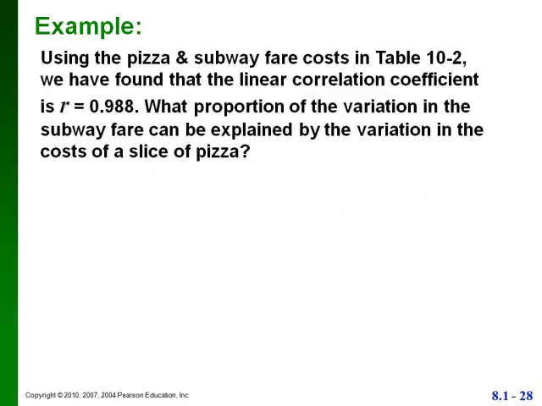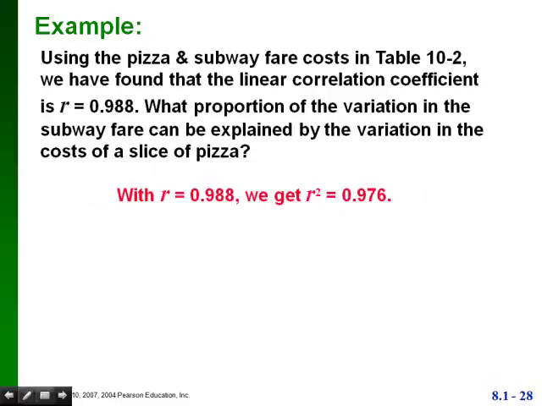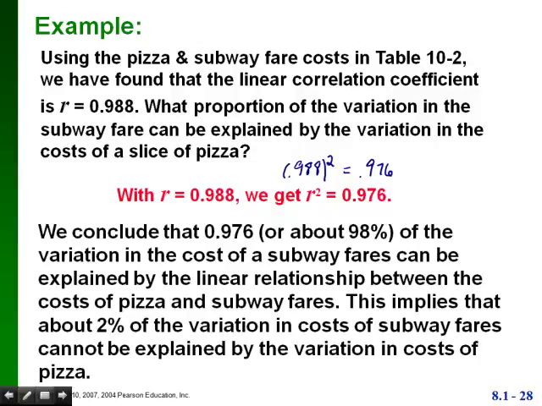But if we didn't have that information for some reason, to get that we would take our r value and just square it. So we take our 0.988 and square it, and that would give us 0.976. So that's our r squared. And what that tells us is that 0.976, which is approximately 98% of the variation in the cost of the subway fares, can be explained by the linear relationship between the cost of the pizza and the subway fares. The other thing that tells us is that about 2% of the variation can't be explained by the variation in the cost of the pizza.